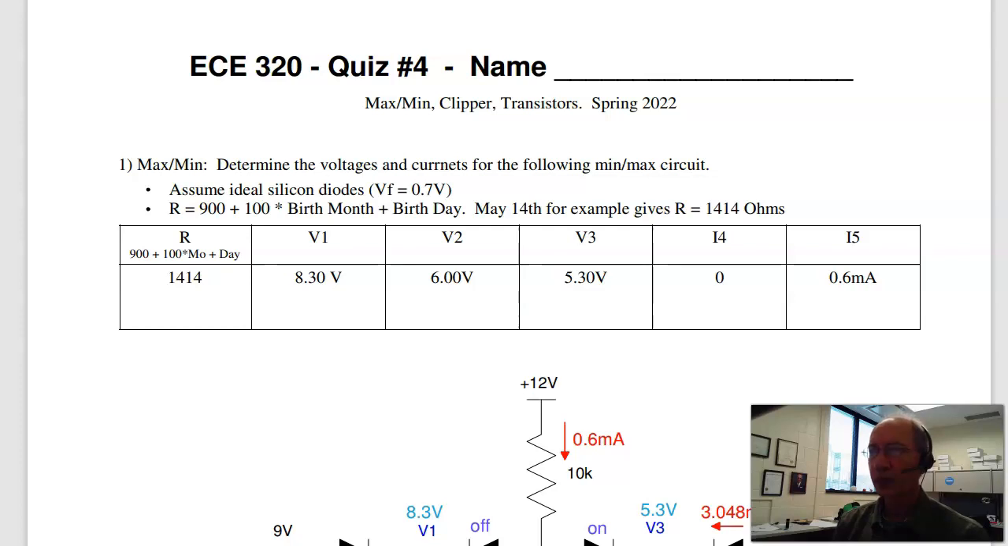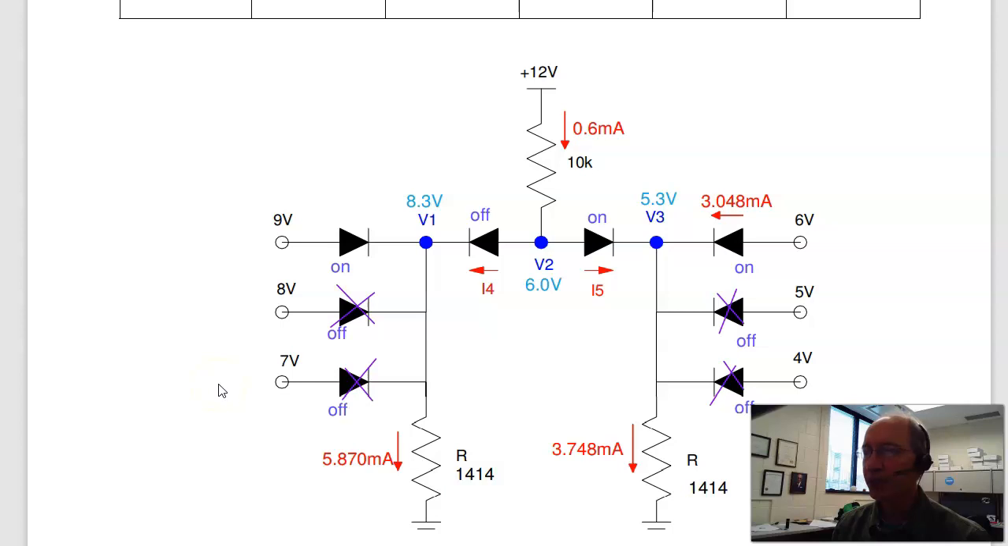Here's the solution to quiz number 4 for ECE 320, Digital Electronics for Spring 2022. Now the first problem is a min-max circuit. The trick is to figure out which diodes are on, which ones are off, what the voltages are, and then what the currents are. So starting out, on the left-hand side, one of these diodes is on.